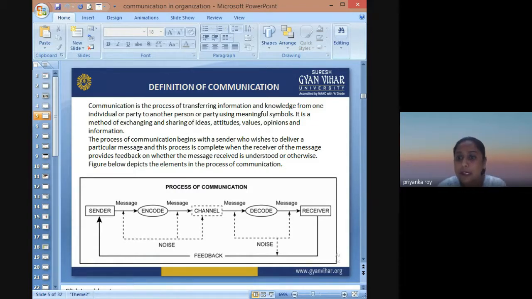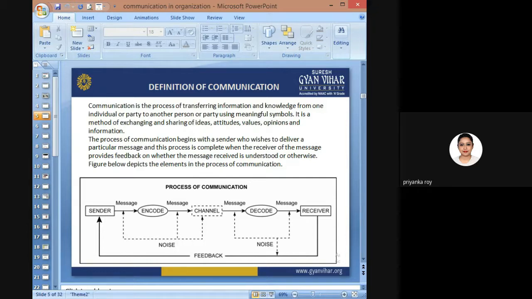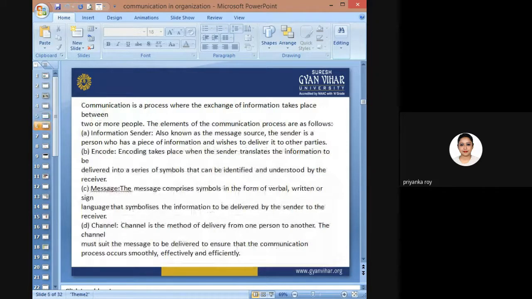Like I'm speaking in English, or you can say it in Hindi also, but provided the receiver is also understanding it, or can decipher, decode it. Okay, so encoding is when you are putting it into an understandable language or symbols, and then taking up a medium, that is channel, and then it is transferred. The receiver decodes it, tries to assimilate the information, and gives the feedback to the sender. Based on the feedback, the sender understands whether the receiver has understood the message or not. Okay, right? Now, communication is a process where exchange of information takes place between two or more people.